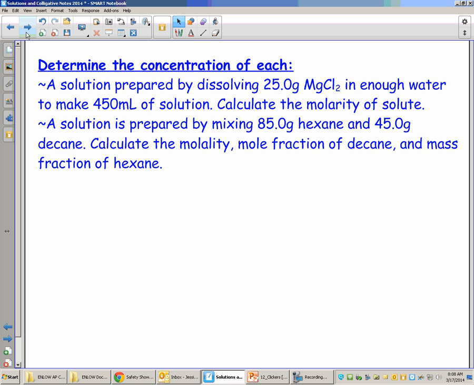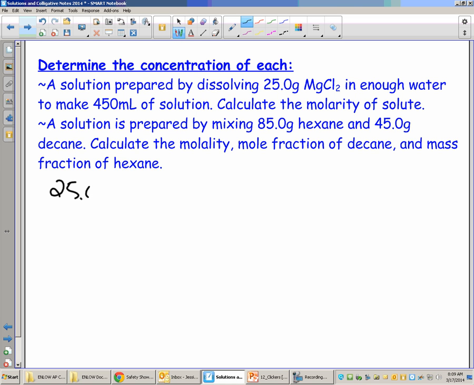Okay, let's do this problem together. A solution is prepared by dissolving 25 grams of magnesium chloride in enough water to make 450 ml solution. Calculate the molarity, so that's part 1. And a solution is prepared by mixing 85 grams of hexane and 45 grams of decane. Calculate the molarity, molality, mole fraction, and mass fraction. Let's do the first part. What do you want to do? So go for it.